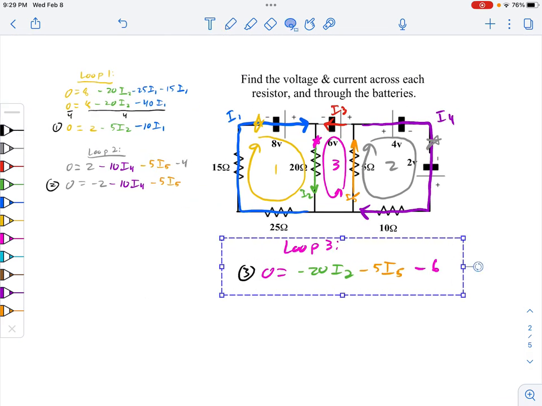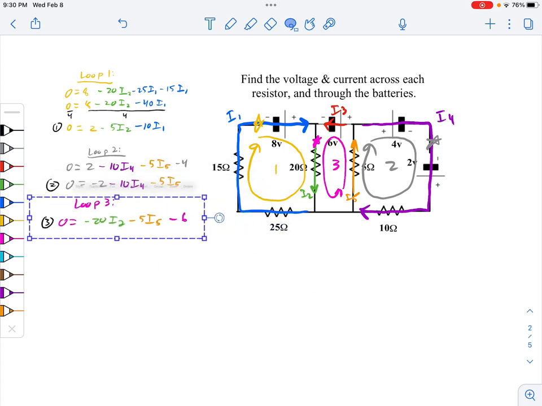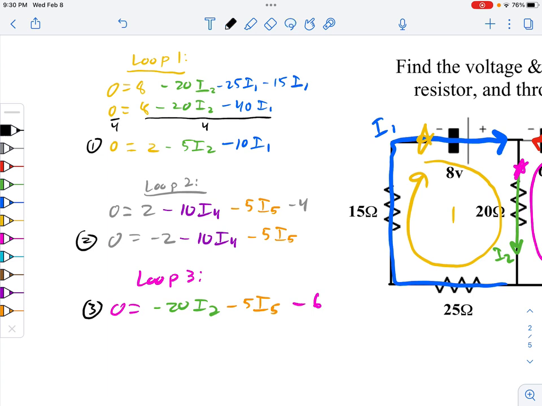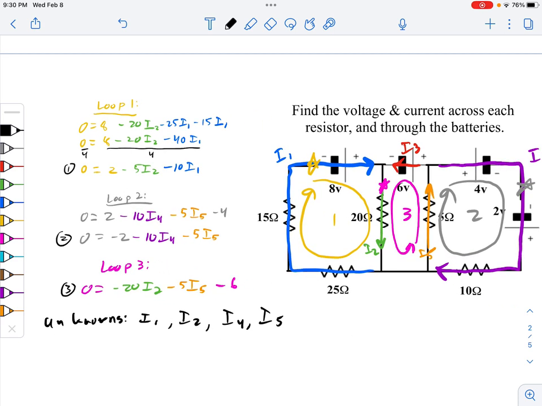Same thing, go over here with your friends. Now if I do a quick inventory, scanning, equation 1 has I2 and I1, equation 2 has I4 and I5, and equation 3 has I2 and I5. In terms of my unknowns, I've got I1, I2, I4, and I5. Ugh. 3 equations, 4 unknowns. I think I might need some more equations.